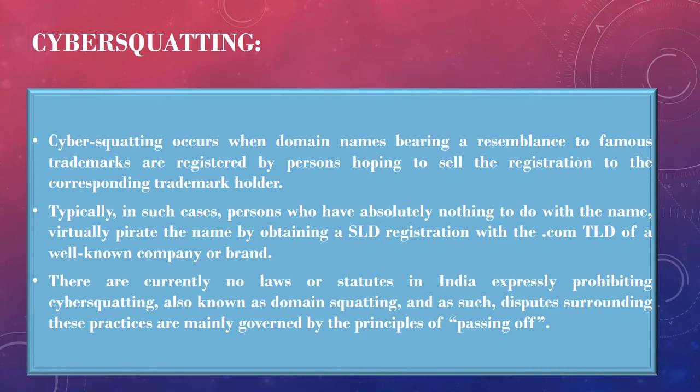Cyber squatting. Now, what is cyber squatting? Cyber squatting occurs when domain names bearing a resemblance to famous trademarks are registered by persons hoping to sell the registration to the corresponding trademark holder. Similar was the case of infringement in case of trademark also. Typically in such cases, persons who have absolutely nothing to do with the name virtually pirate the name by obtaining a second level domain registration with the top level domain of a well-known company or a brand.